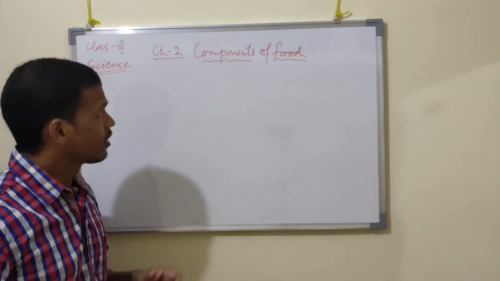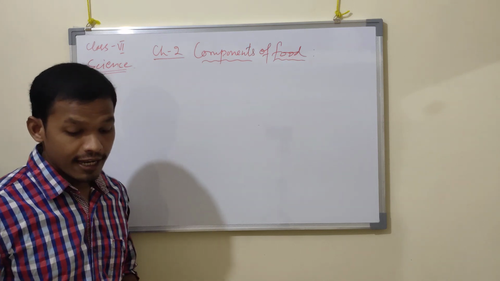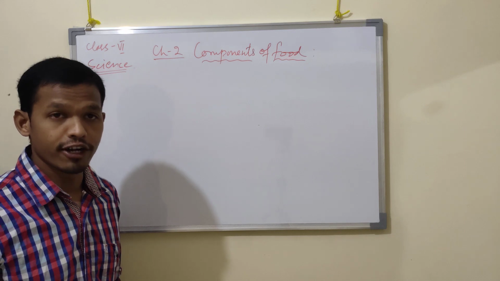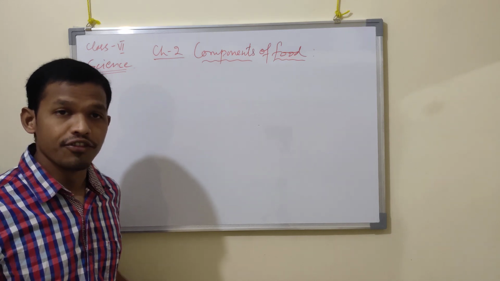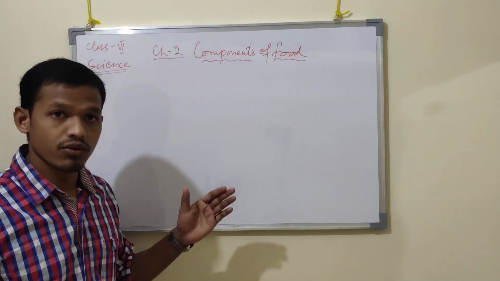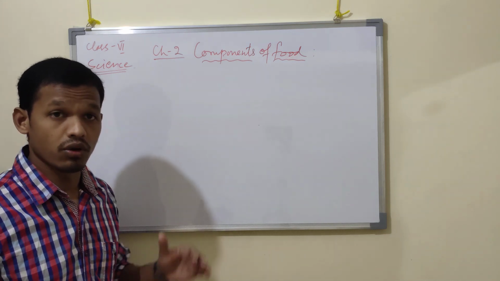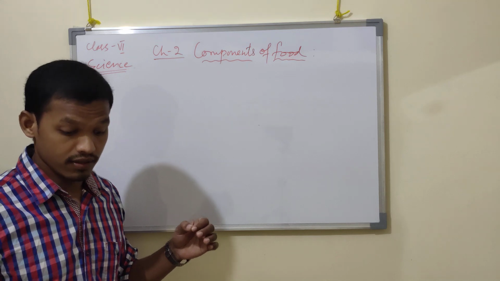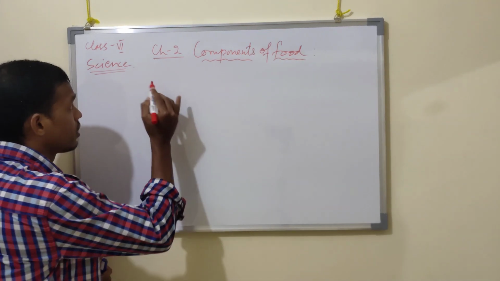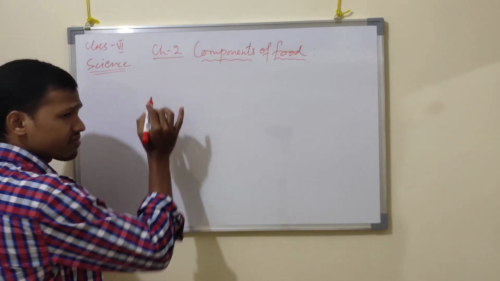In this chapter, components of food, we have also learned what different food items contain. I have already discussed this in a previous video, so let us just go through it once so that we can recall what different food items contain.